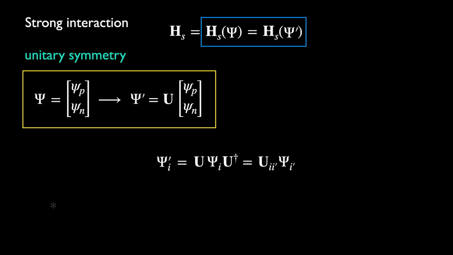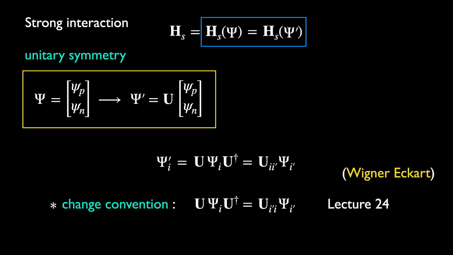Let's introduce a change of notation here. We shall define the transformation with the indices of the matrix U transposed instead. This is to be consistent with our convention for operator transformations in lecture 24, where we discussed the Wigner-Eckart theorem for rotations. However, the details are not so important, since the transpose of a unitary matrix is still a unitary matrix.